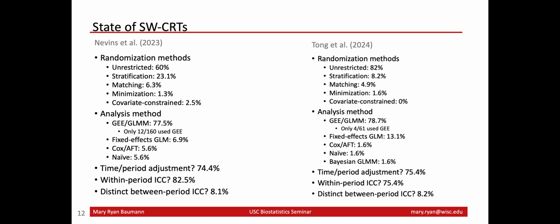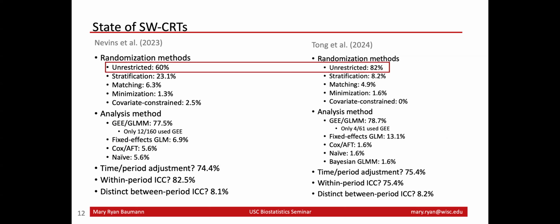Next, we can talk about randomization techniques and analysis methods. Fairly similar across the two reviews. Unrestricted randomization techniques were the most common, which means that we're not going to have any guarantee of balance among individual level characteristics, and they were much more common among the small stepped-wedge trials as well. If you were going to use some sort of restricted randomization technique, stratification tended to be what you went with.